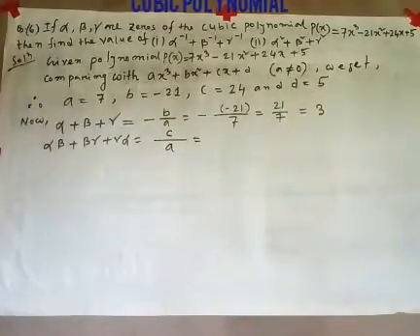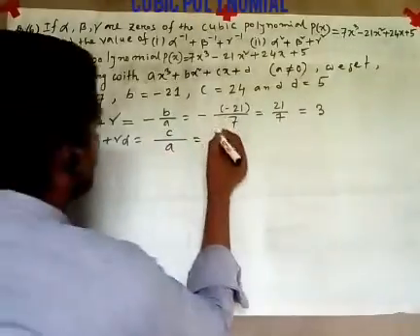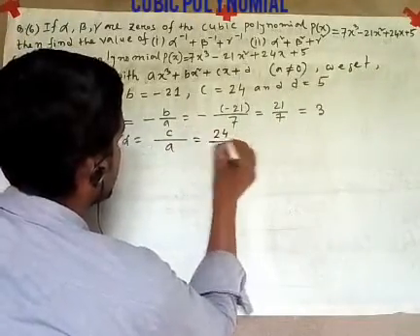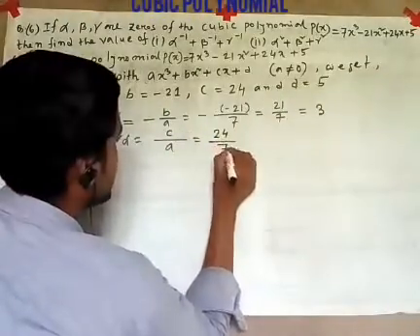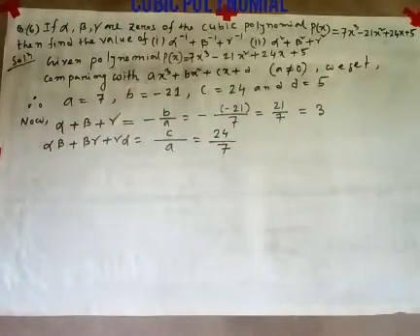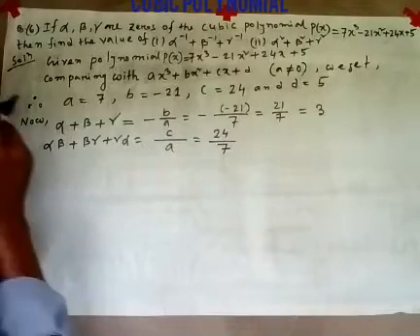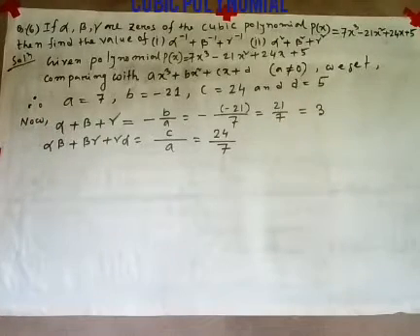What is the value of C now? C value is 24. A value is how much? 7. It means 24 by 7. C by A. Then another formula remains.